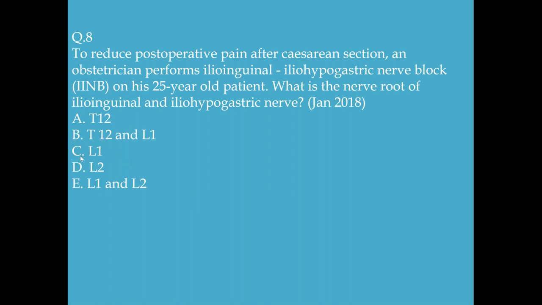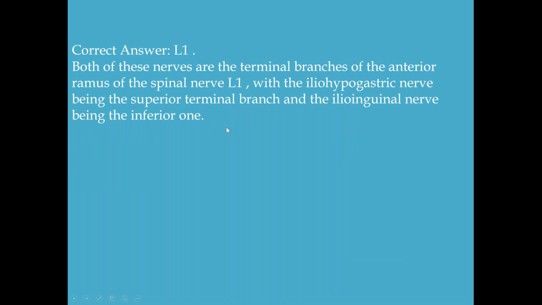L1, L2. The answer is D, L2. I don't know, B or C? L1 or L2? The answer is L1, C. I think the best answer here is L1. C, correct answer. Yes. Agree with C? Yes. Agreed, sir, because both of these nerves are terminal branches of the anterior ramus of the spinal nerve L1.